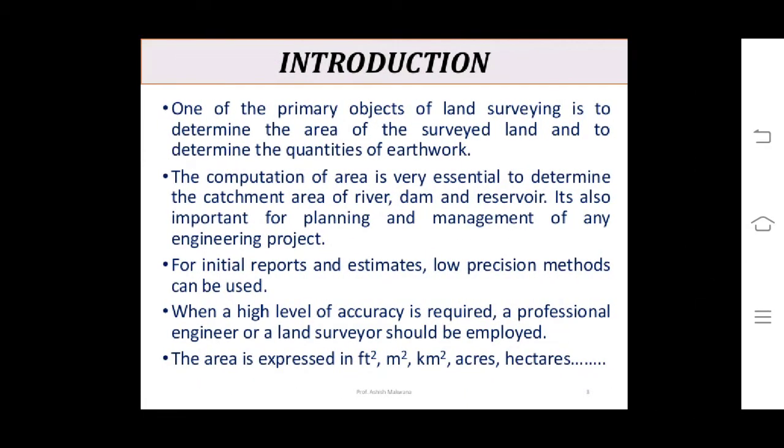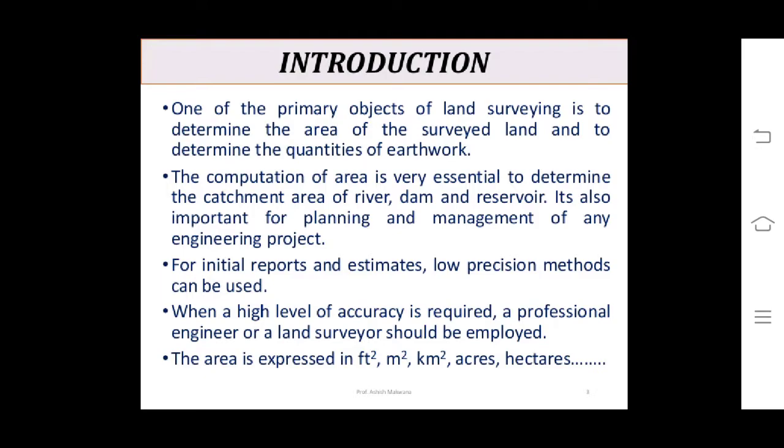Now, for any kind of structure, we must first know its area and volume for computing the earthwork in embankment as well as cutting and filling. One of the primary objects of land surveying and quantity surveying is to determine the area of surveyed land and to determine the quantities of earthwork.